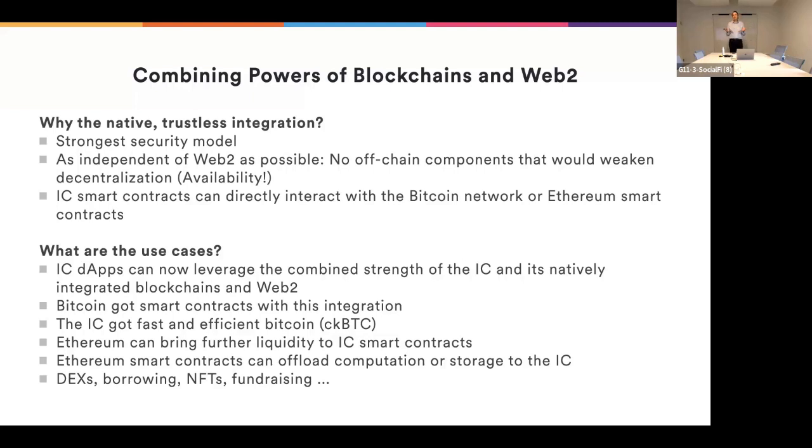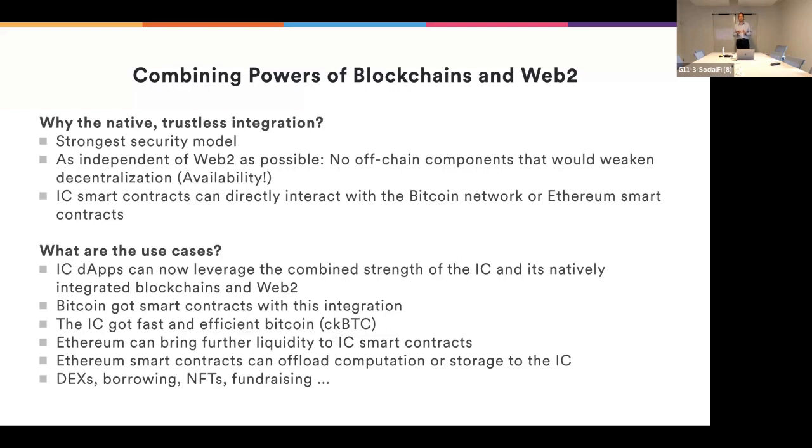And now what we have is that IC smart contracts can directly interact with Bitcoin and soon also with the Ethereum network and smart contracts there. And what are the use cases of this? I think there are many. IC decentralized apps can now leverage the combined power of the Internet Computer, the natively integrated blockchains, and Web2, like the big data sources of Web2. Also, canister smart contracts of the IC can now hold Bitcoin natively. Very, very powerful. The IC also got fast and efficient on-chain Bitcoin, like ckBTC, which is the on-chain variant of Bitcoin. Then the Ethereum integration can help to bring further liquidity to IC smart contracts, for example to DEXes and so on.